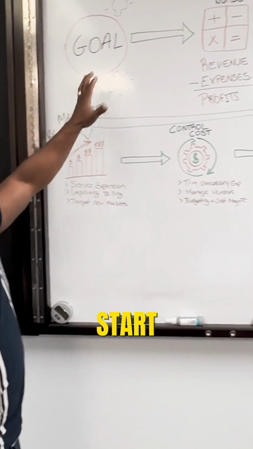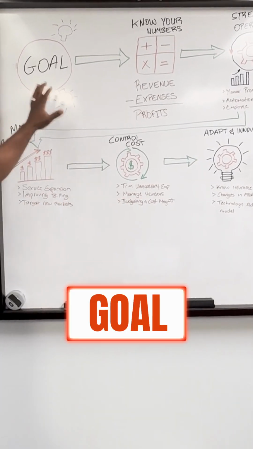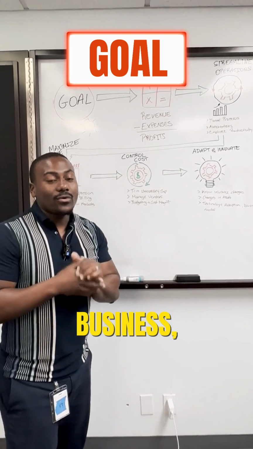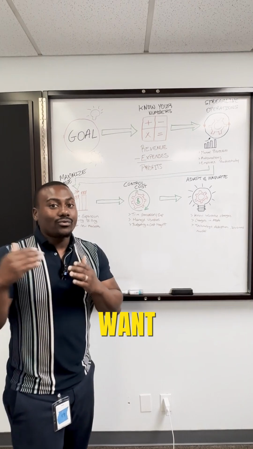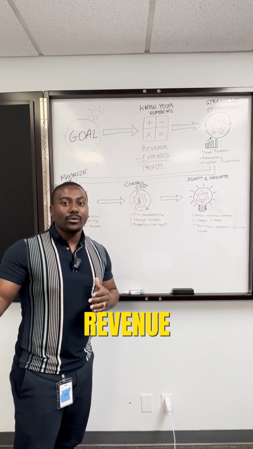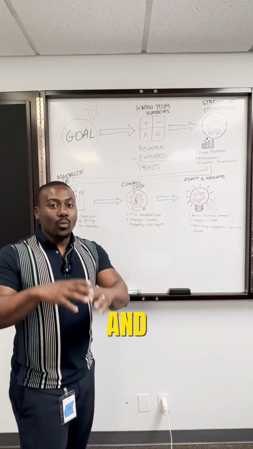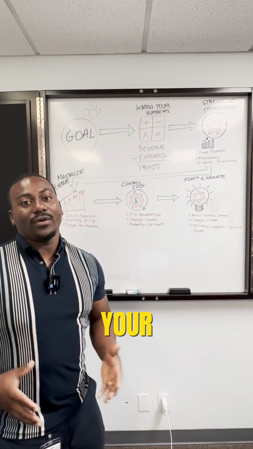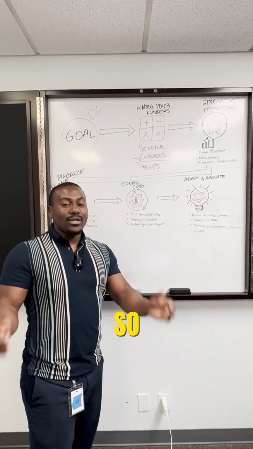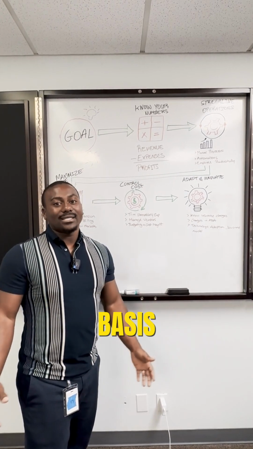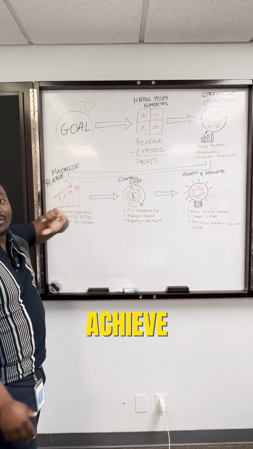All right, so let's start off with the first thing in this graph, which is your goal. As an ABA business, you have to understand what the end goal is. Where do you want to reach with your business? What level of revenue do you want to achieve? What level of profitability do you want to achieve? And what's your vision for the practice? We want to put those numbers in place so that you can see them almost on a daily basis to refer back to.